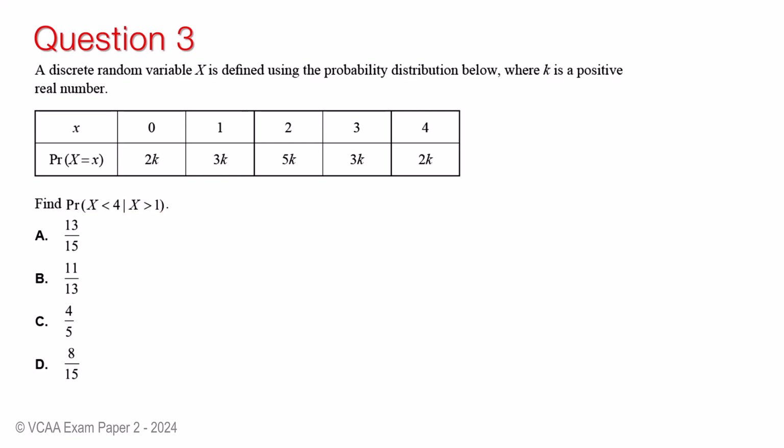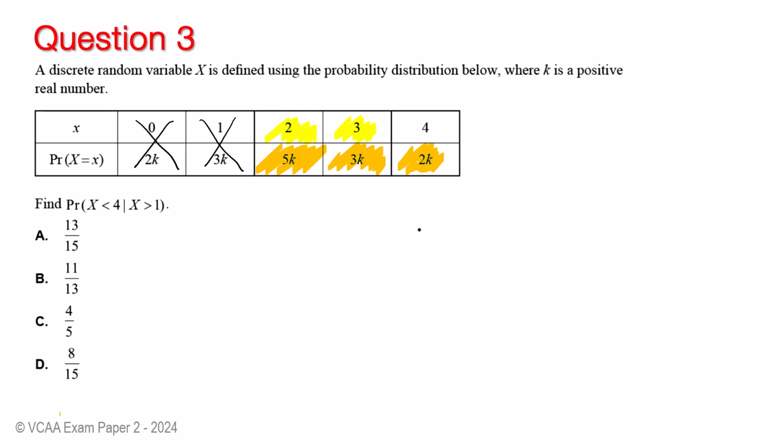Given that x is greater than 1 tells us that our sample space has been reduced to just this part of the distribution or table. In other words, x equals 0 and x equals 1 did not happen. With this in mind, we are asked to find the probability that x is less than 4, which corresponds to these remaining options.